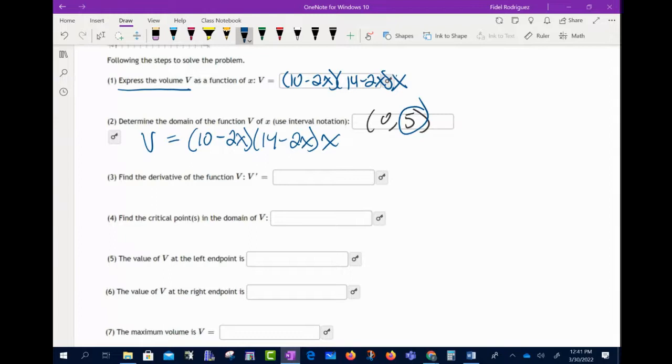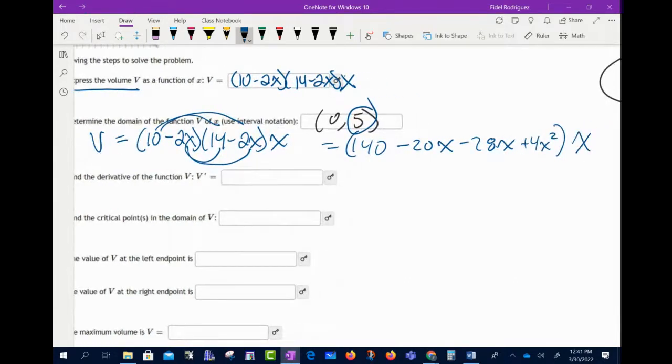Let's go ahead and multiply this whole thing out, right? So I'm just going to FOIL this out. 10 times 14 should give me 140. 10 times a negative 2x should give me a minus 20x. That's going to give me a minus 28x. And negative 2x and a negative 2x is going to give me a positive 4x squared. I still have that x in front of it, though. So this is going to be 140. If I combine those two, that should give me a minus 48x and a plus 4x squared.